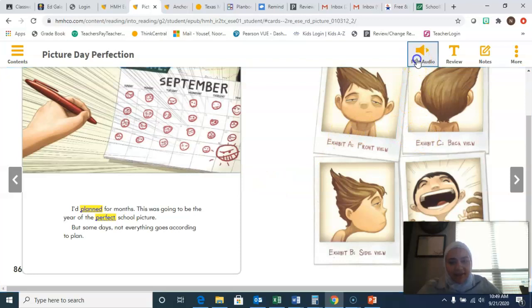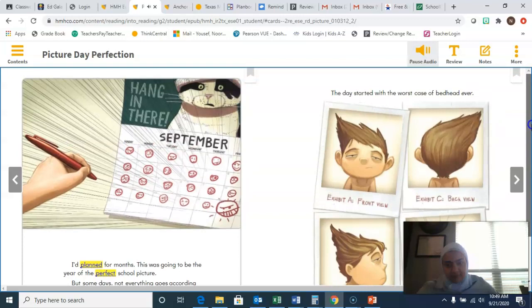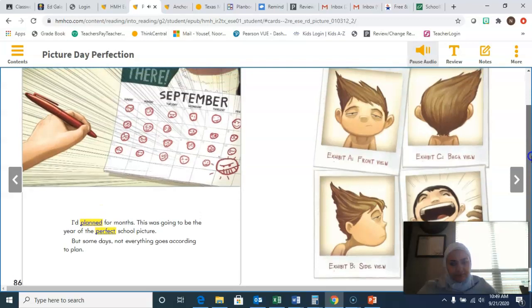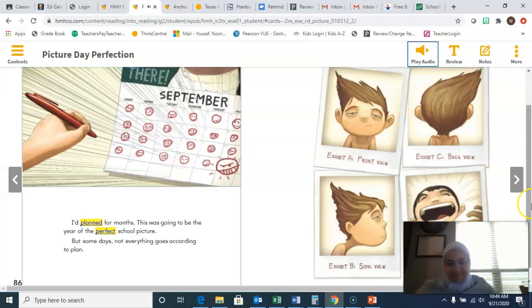All right, let's keep going. The worst case of bedhead ever. Exhibit A, front view. Exhibit B, side view. Exhibit C, back view. Exhibit D, the look on my brother's face when he saw my hair.